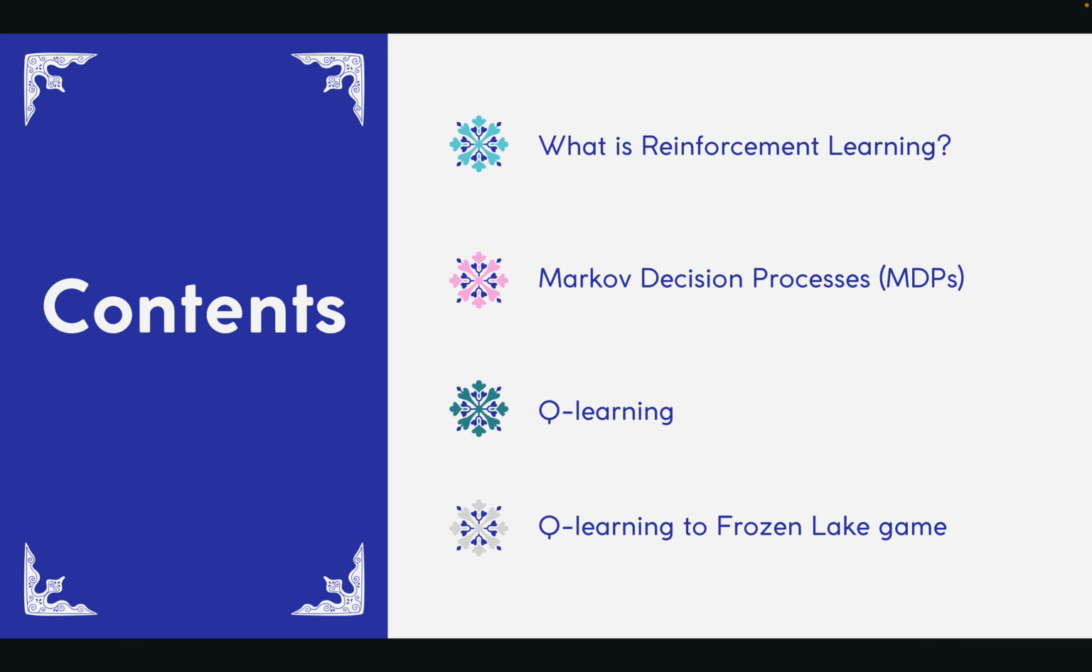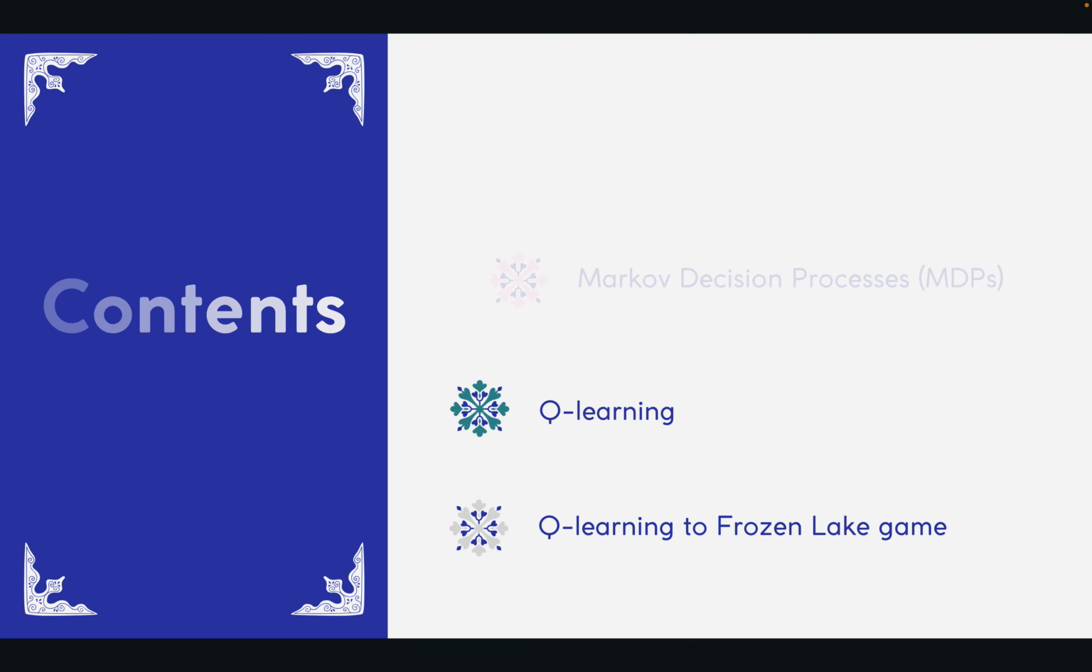So first, let's look at the content of this presentation. First, what is reinforcement learning? You will learn what reinforcement learning is and the basics of it. Second is the Markov decision processes, or MDP. It's a special mathematical algorithm that is involved with reinforcement learning. Next is Q-learning, which is also another algorithm. And the last one, I will show you a real reinforcement learning using Q-learning on a game called Frozen Lake. So let's get started.